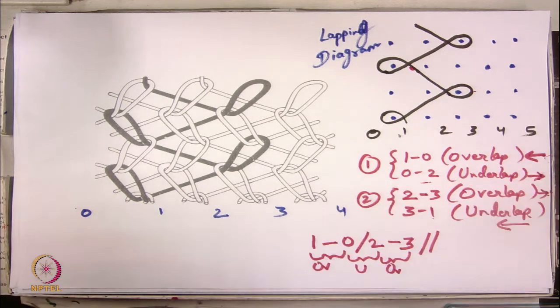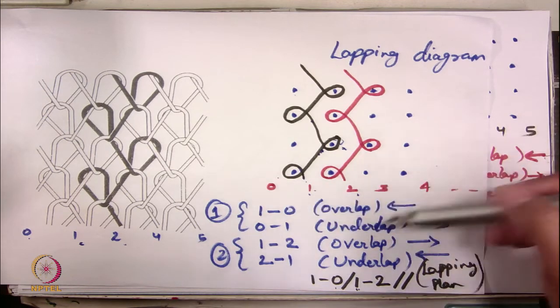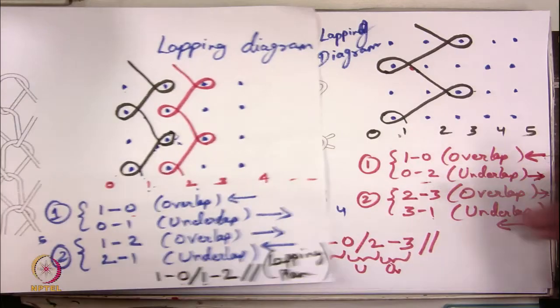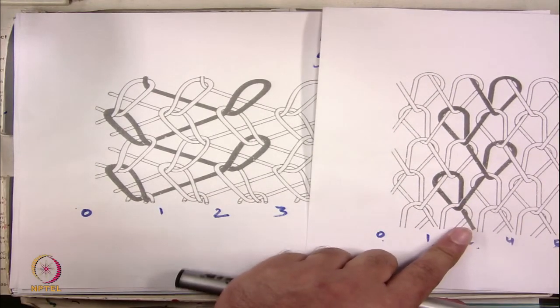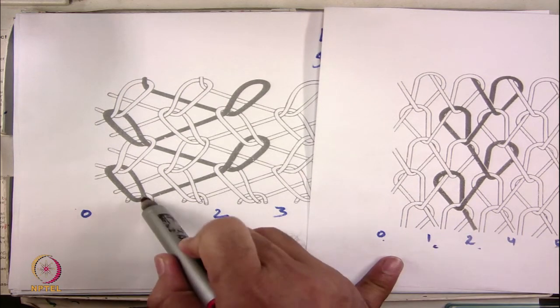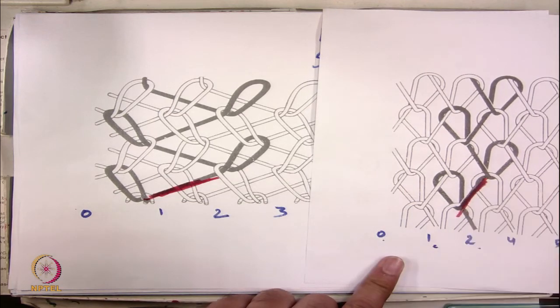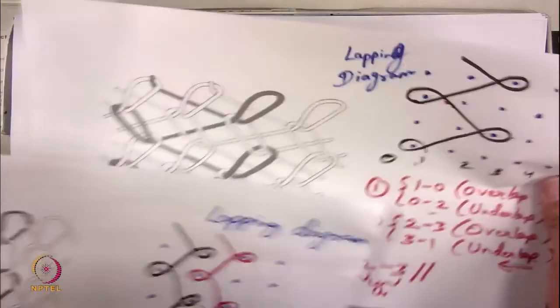If you compare with this one, they are changing directions, but the magnitudes were the same. So, 1 to 0, 0 to 1, the magnitudes were the same, here the magnitudes are different. So, because of that, these two structures look different. Here one interesting thing which you can observe is there is a long floating length. So, you can see there is a long floating length, this is a smaller floating length. Okay. So, that way the fabric structure will be different. So, this is the lapping diagram and lapping plan for a single bar structure.